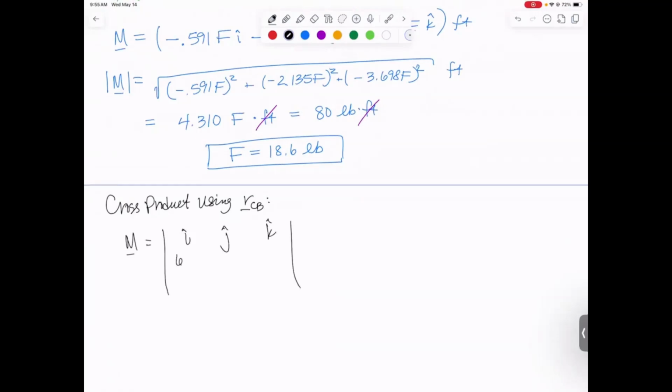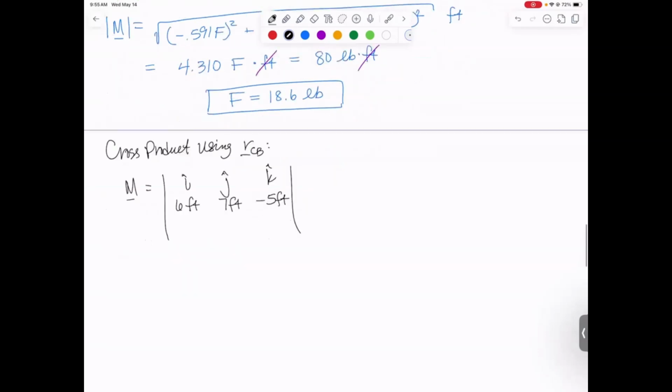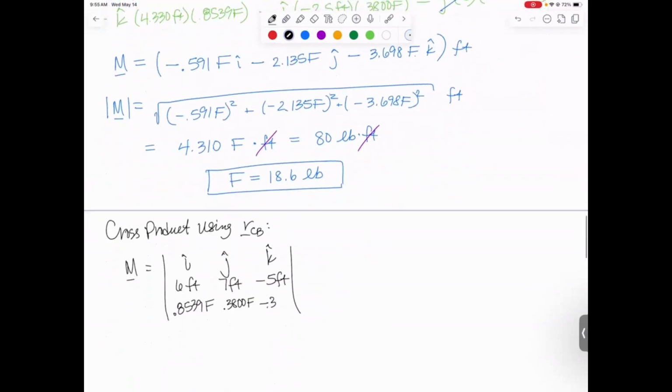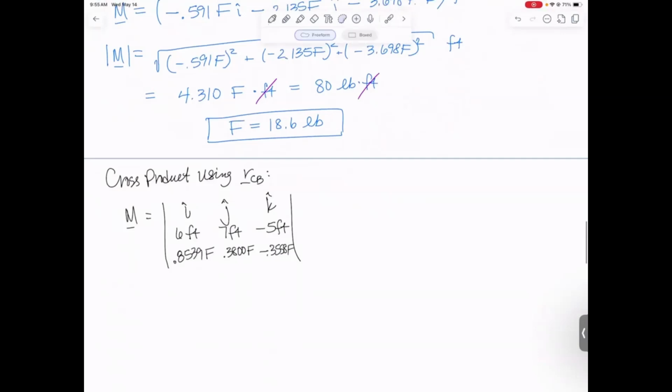Our R is now going to be 6 feet, 7 feet, minus 5 feet. And then we have 0.8539 F, 0.3800 F, and finally minus 0.3558. The basket weave says take the first two columns, copy, paste, and now to do the positive ones, we're going to go that way first.